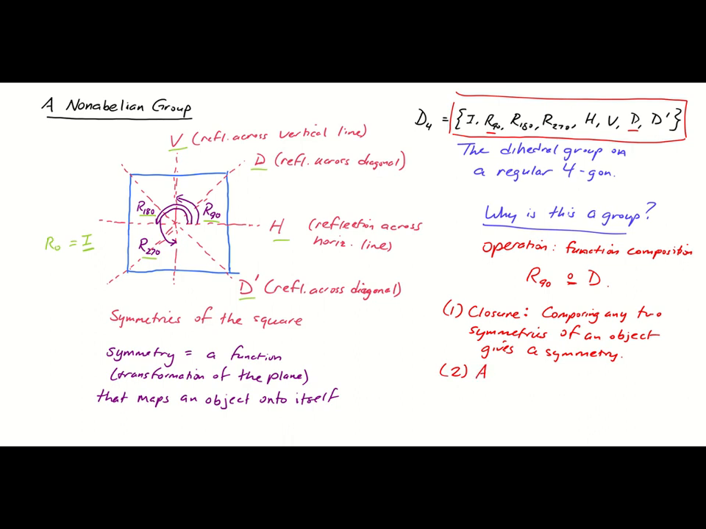Okay, what about associativity? In the last video, we talked about how verifying associativity case by case is kind of a pain, usually not what we want to do. And in this case, there's a much better way to know that our operation is associative. It's because our operation is actually really just function composition, and function composition is always associative.